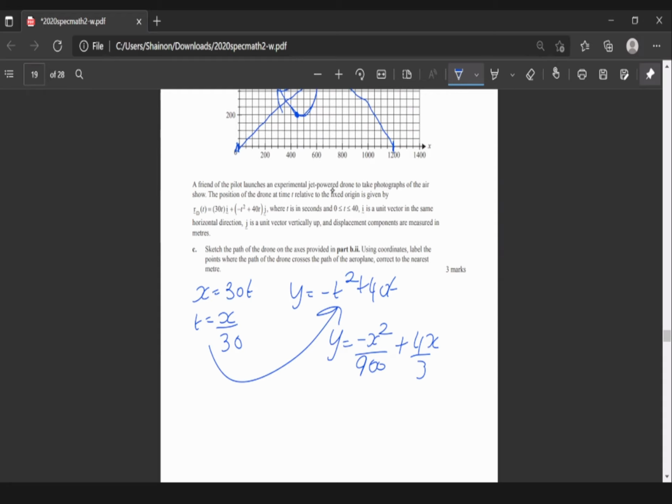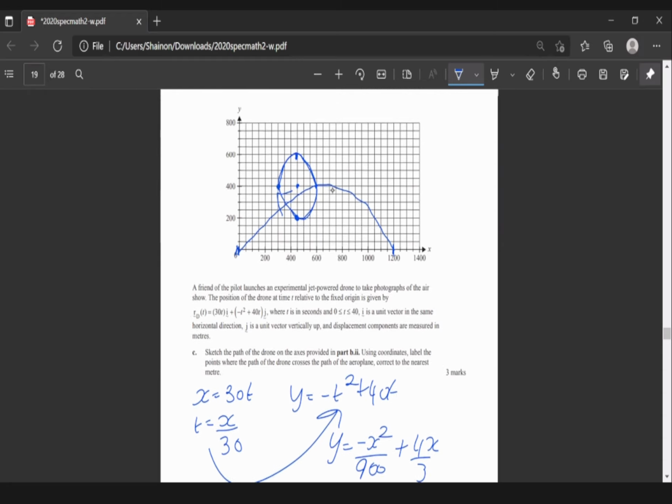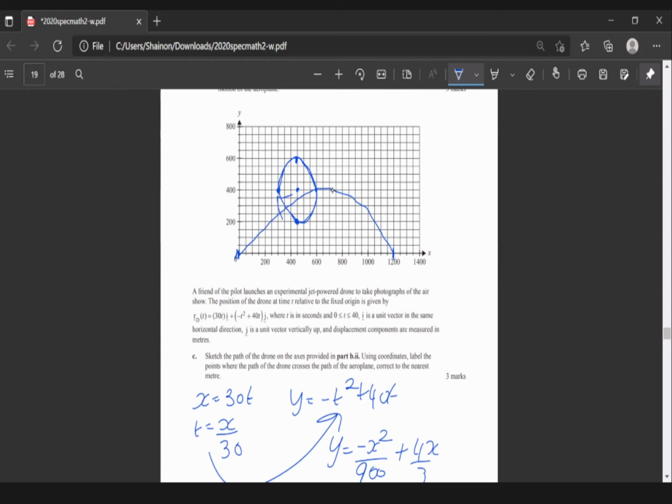Label the points of intersection. The point of intersection is when you just equate them. So it's 600, 400. And it's going to be 316, 310.